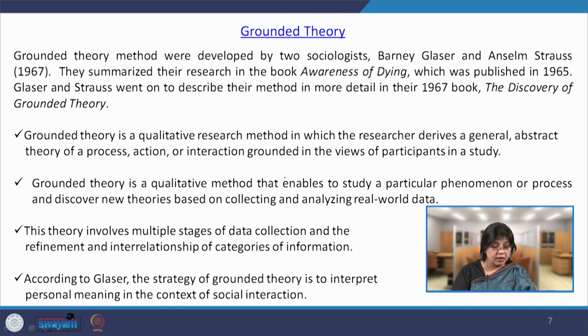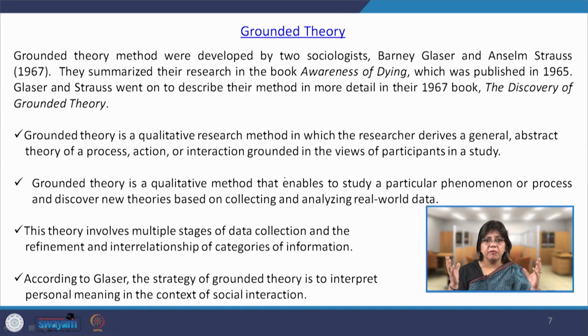So, according to Glaser, the strategy of grounded theory is to interpret personal meaning in the context of social interaction. For example, if there are 20 members in a group and one particular situation, there can be 20 abstract understandings of that situation, and those 20 abstract understandings carry the personal meaning which a person connotes to that particular event. So, this is grounded theory.